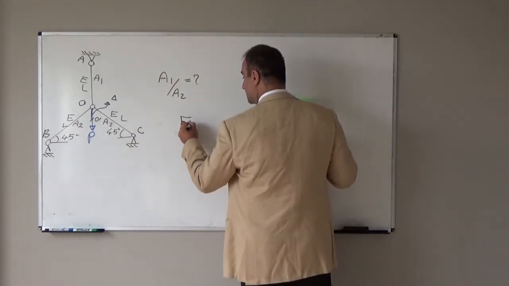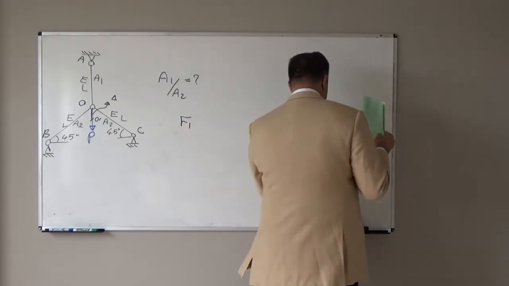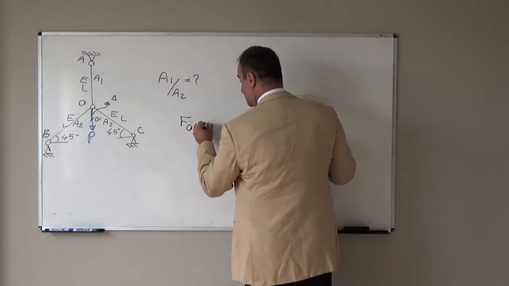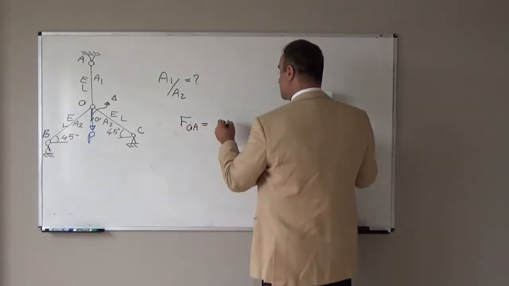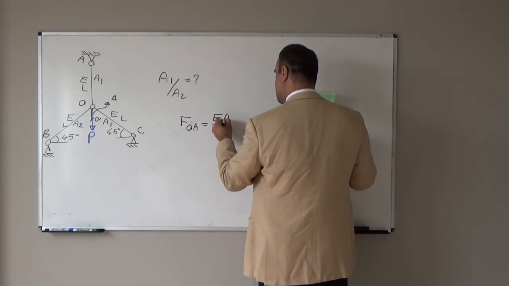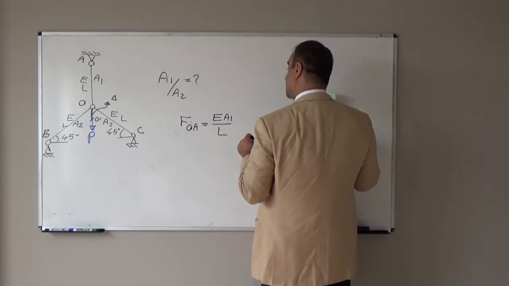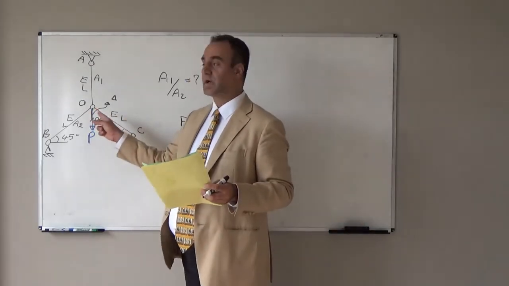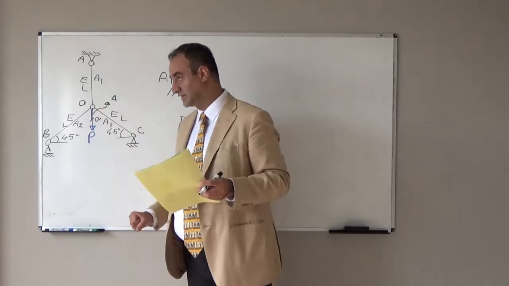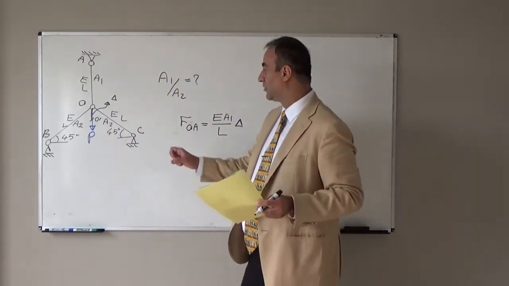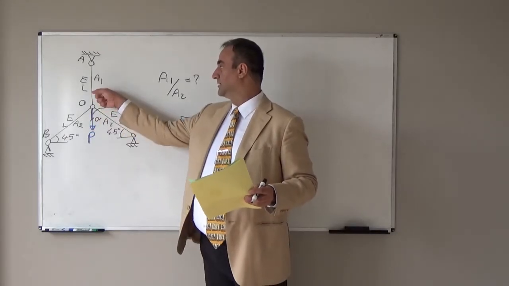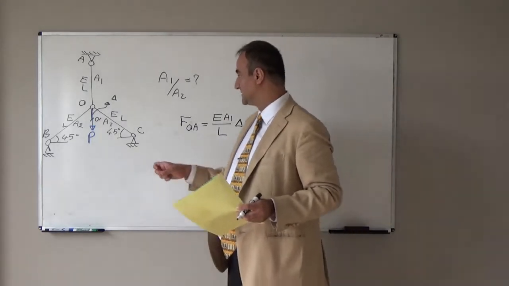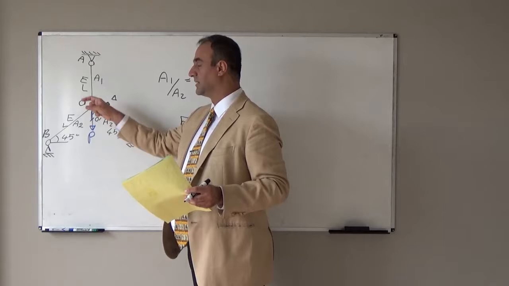The force in this member, I can show it like FOA, the internal force in this member, will be equal to the stiffness of that member, EA1 over L, times the deformation delta. This delta is unknown. We assume it will deform like delta. If this point moves down by delta, the internal force in this member will be EA1 over L times delta, because the axial stiffness for this member is EA1 over L.